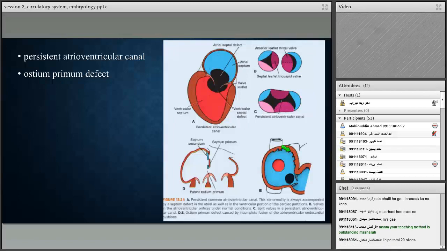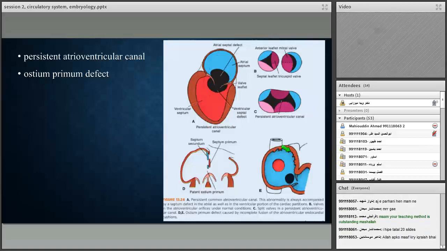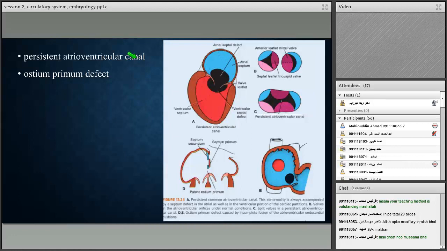Also, we have some other problems, for example, premature closure of the oval foramen. It means the oval foramen is closed sooner than the right time. And if the problem happens in the endocardial cushions, there would be some defects. For example, one of them is persistent atrioventricular canal. It means the atrioventricular canal won't separate and divide into two canals, and we have just one.